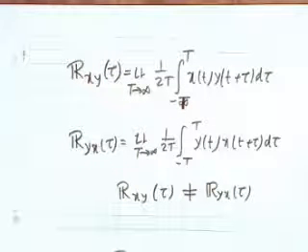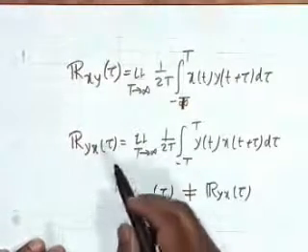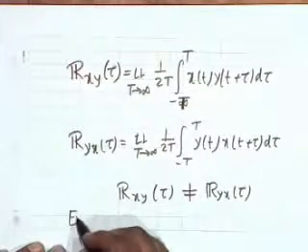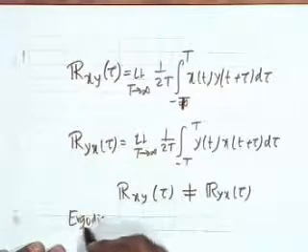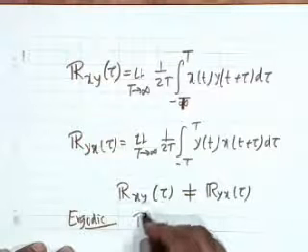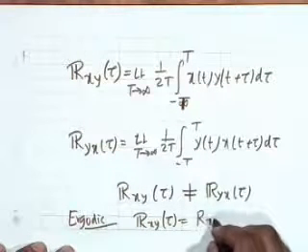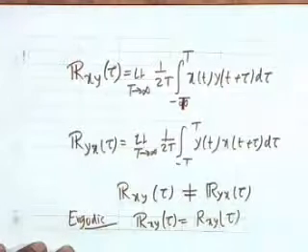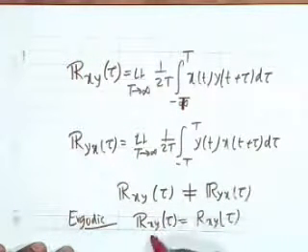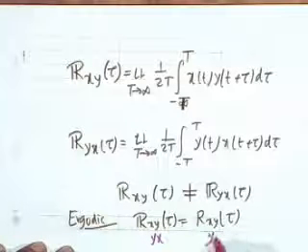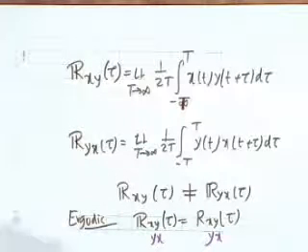But for jointly ergodic process, if the two random variables are jointly ergodic, then the time correlation will be the same as the ensemble cross correlation, that is Rxy tau is equal to Rxy tau, and similar is the case if the subscripts are interchanged, that is if this is made Yx, then this should also be made Yx. Alright, is the definition clear?